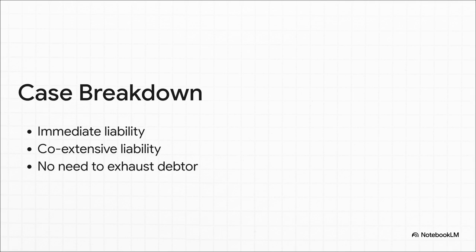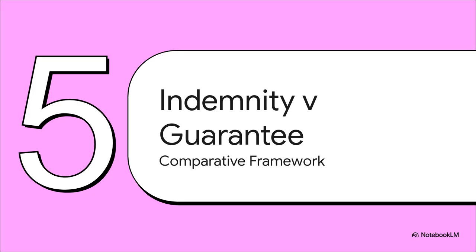And the absolute relevance of this case, why you must write it down, is that there is no need to exhaust remedies against the principal debtor first. It solidifies Section 128 and grants immediate power to the creditor without facing procedural delays. Explain this deliberately in your paper. Section 5.